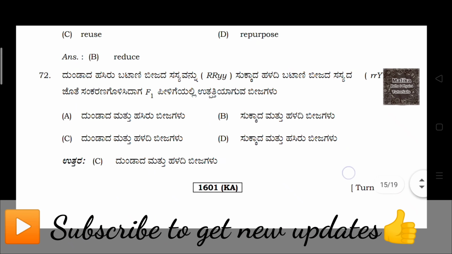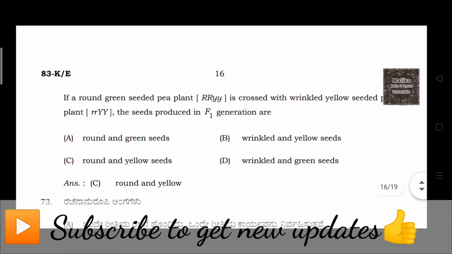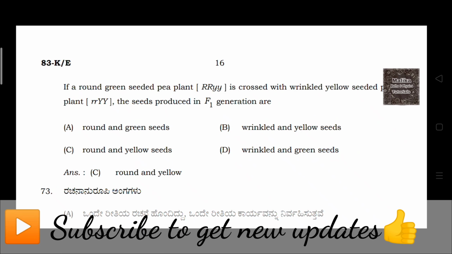Question number 72. If a round green seeded pea plant, RRyy, is crossed with a wrinkled yellow seeded pea plant, rrYY, the seeds produced in the F1 generation are round and yellow.